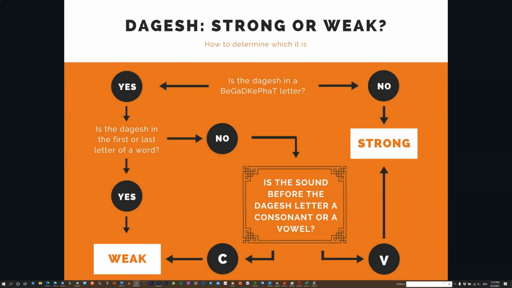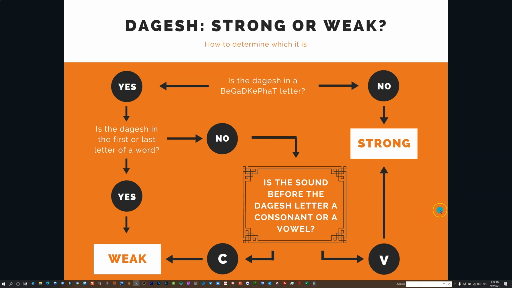So in this video, I want to show you the flowchart that we have for the Dagesh, how to determine whether a Dagesh is strong or weak. And just like with the Shiva video, we've got a little bit of a shortcut that is really going to be the primary rule you need to remember, and that is this outlined rule right here. Is the sound before the Dagesh letter consonantal or vocalic? Is the sound before the Dagesh letter coming from a consonant or from a vowel?